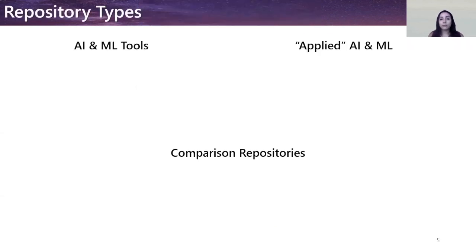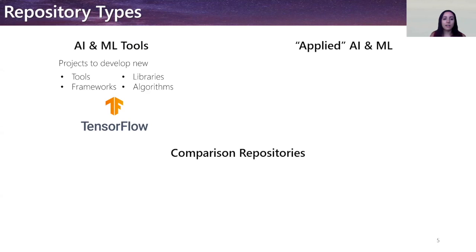So we looked at 3 types of repositories. First of all, we split AI and ML repositories into 2 types, tools and applications. So AI and ML tools are projects that develop new frameworks, libraries, algorithms, or actual tools that you can use for AI and ML. And an example of this is TensorFlow. It's actually the most popular AI and ML project.